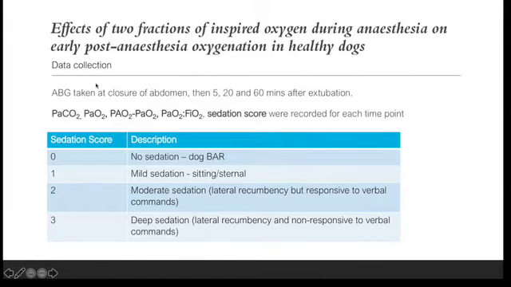So for data collection, as I mentioned, they took arterial blood gases, the first one at the closure of the abdomen while the dogs were still intubated and breathing their oxygen mixtures, and then at 5, 20, and 60 minutes after extubation. Outcomes measured included the arterial partial pressure of carbon dioxide and oxygen, the alveolar arterial oxygen difference, and the PF ratio, along with the sedation score for the patient, which is one that the authors had designed themselves, and it's shown there in the table.